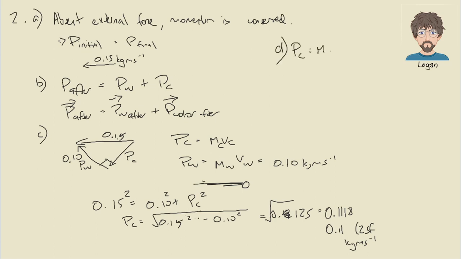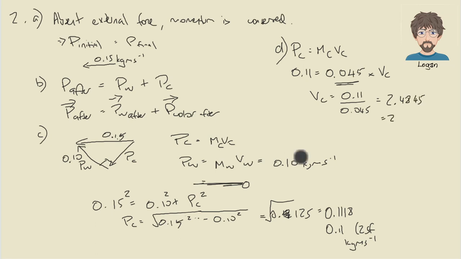D, PC equals MC VC, 0.11 equals... and here's the only key question. Convert 45 grams into kilograms, which is 0.045, times VC. So VC equals 0.11 divided by 0.045, which is, and what I've tried to do in my calculator is carry through the extra decimal places, 2.4845, which is 2.5 meters per second to two significant figures.